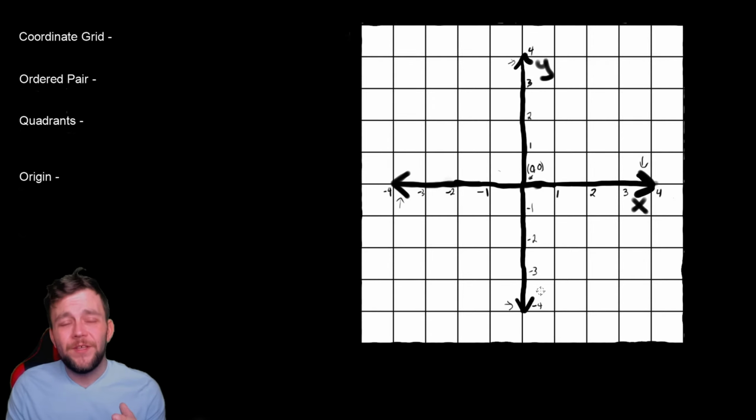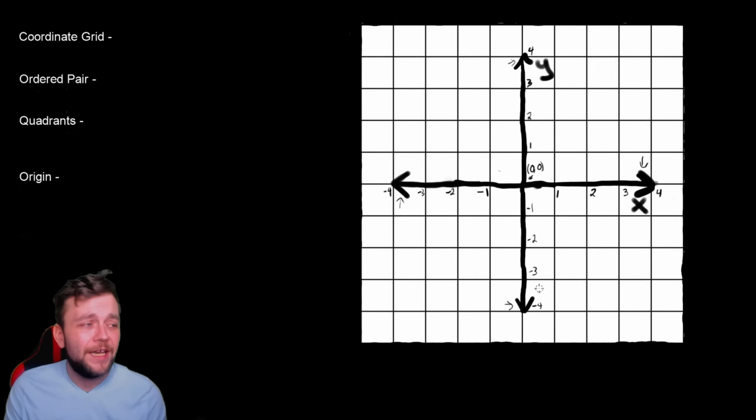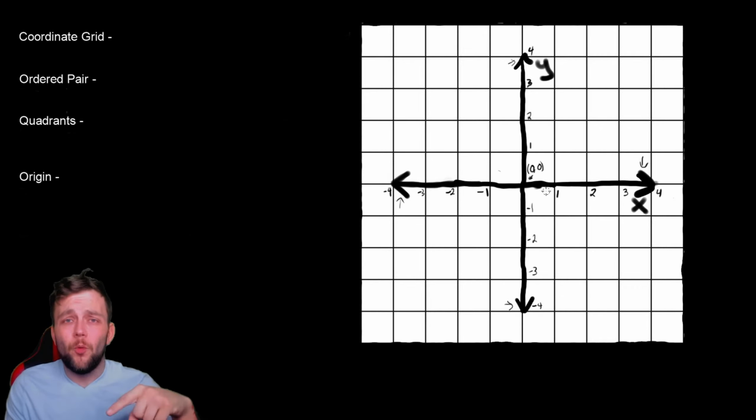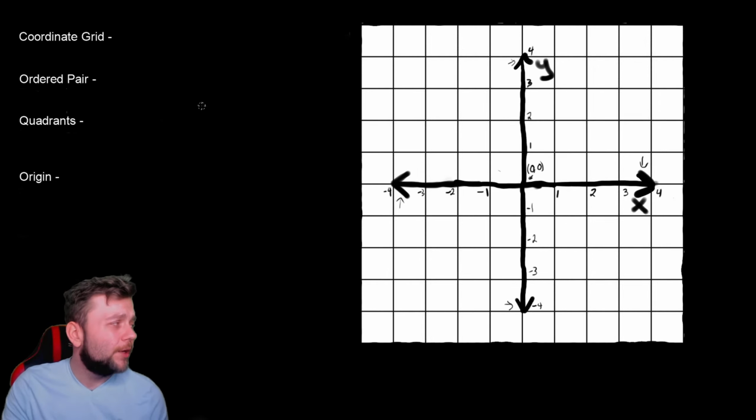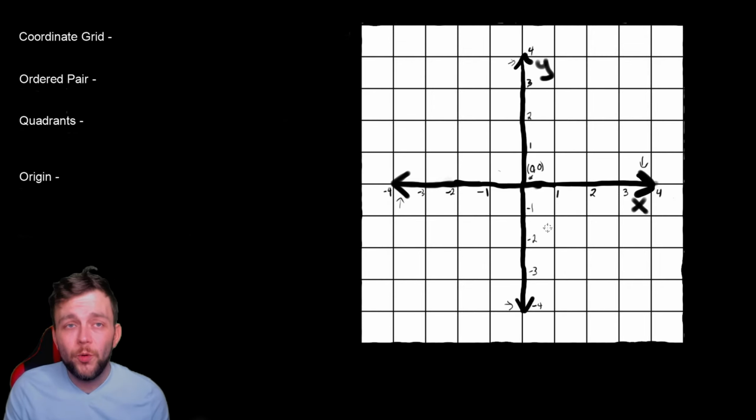And all of this is important for getting ready to graph your linear equations. You need to have this base idea. And referencing back to our battleship reference, think of your x lines as your rows, and your y lines as your columns.